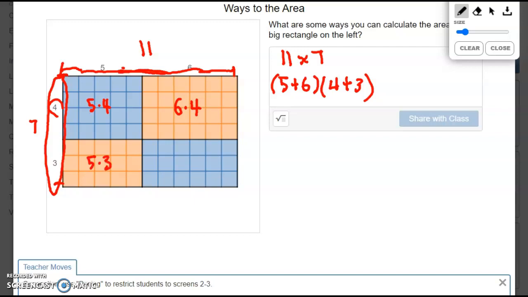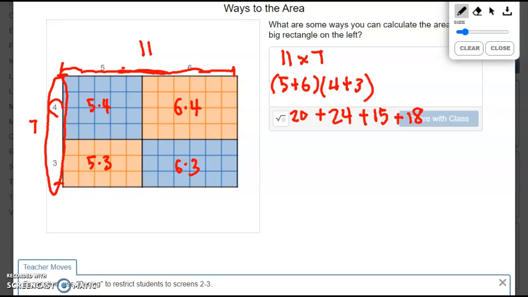And then 6 multiplied by 3 is 6 times 3. So I could actually add all these different rectangles and say, okay, 5 times 4 is 20, plus 6 times 4 is 24, and then 5 times 3 is 15, and then 6 times 3 is 18. Okay, do we get the same answer for all of them?